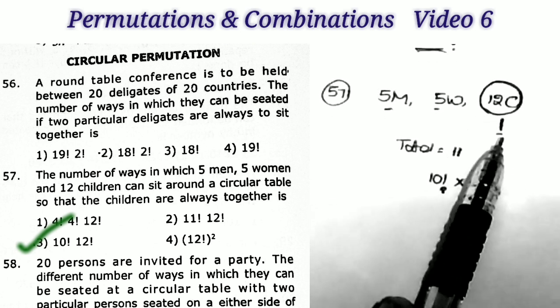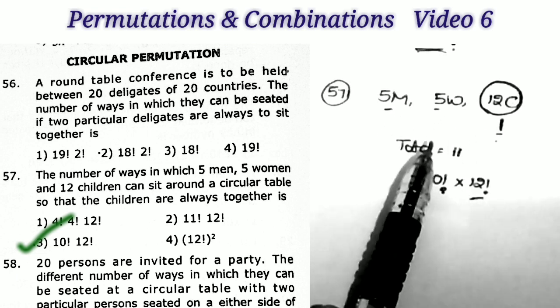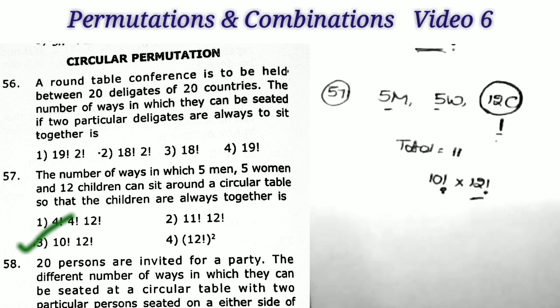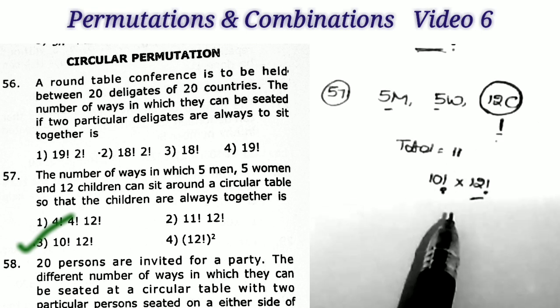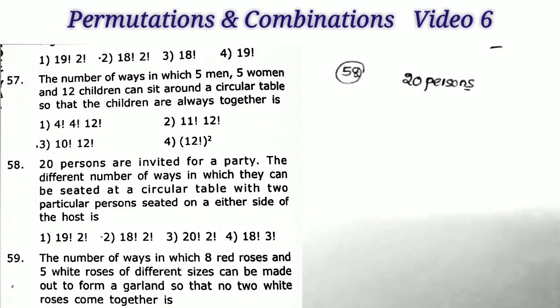All the children come together, that is, we treat those persons as one unit. Therefore, total is equal to 11. Therefore, the number of circular permutations is equal to n minus 1 factorial, that is 10 factorial. And the children can be rearranged in 12 factorial. Therefore, the answer is equal to 10 factorial into 12 factorial. That's all. Next question, sum number 15.